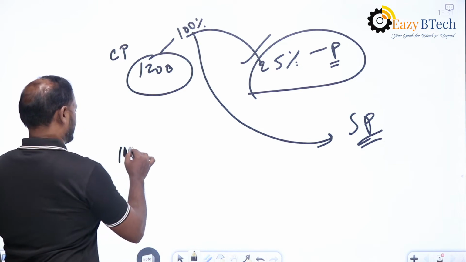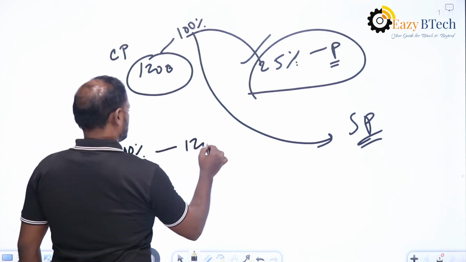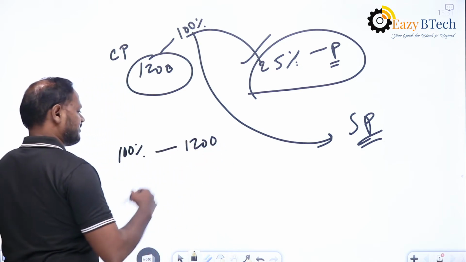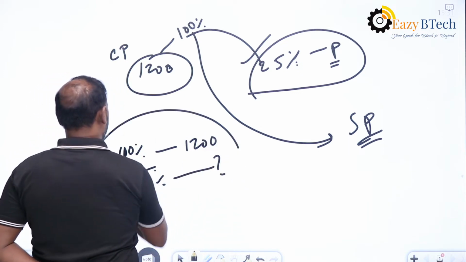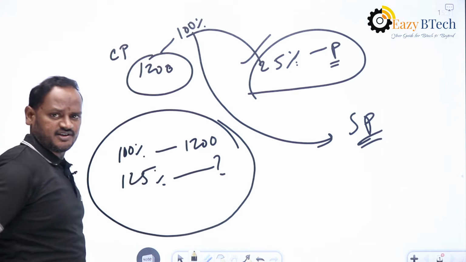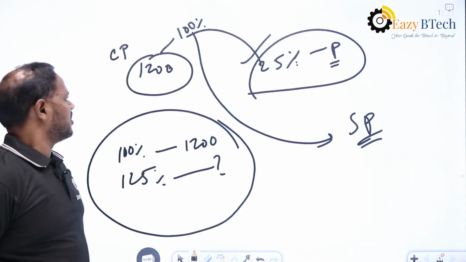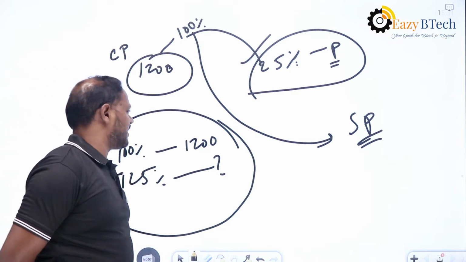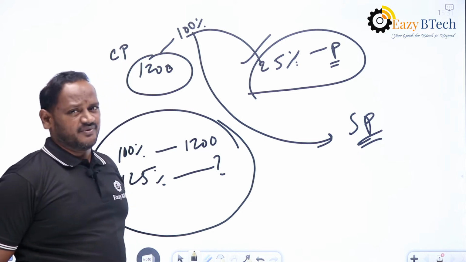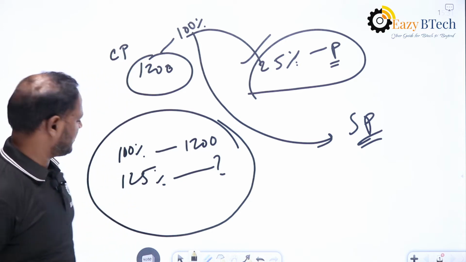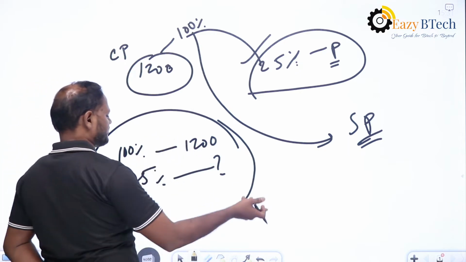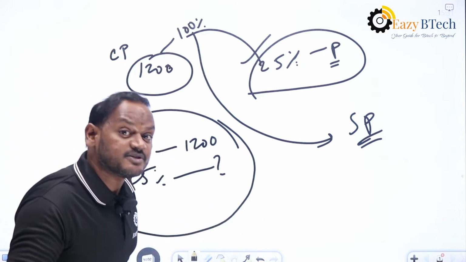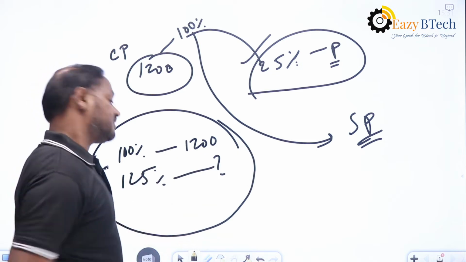100% value is given as 1200. 125% value is what? This is the story, screenplay, and direction. That's it. Don't calculate 25% on 1200 and add it the basic way. That is the children's way. I don't want the children's way. I want the logical way based on universal facts. Why have we taken 125%? Because we are getting profit, right? That is the story here.